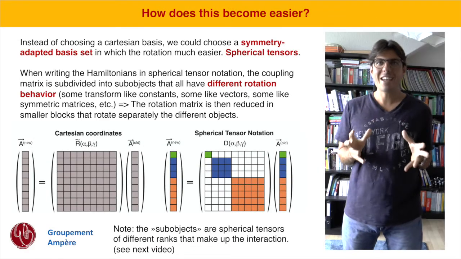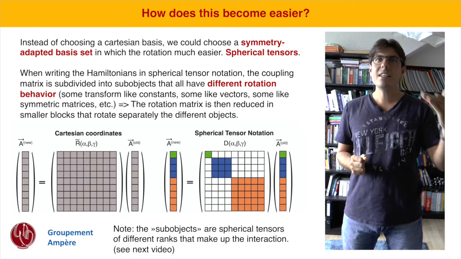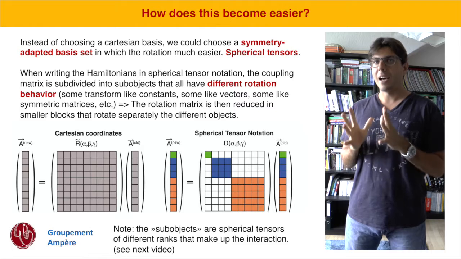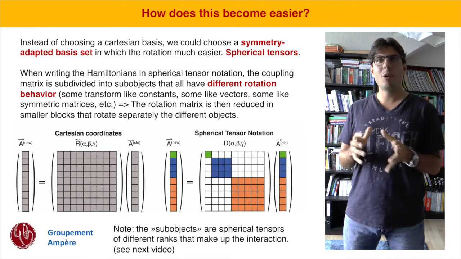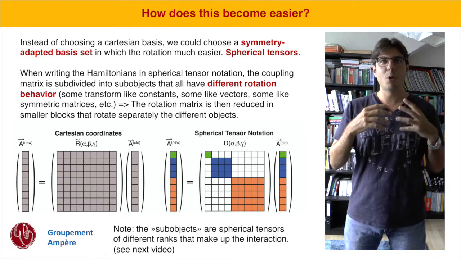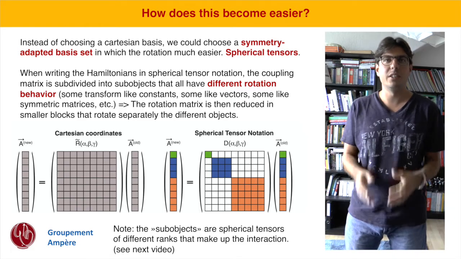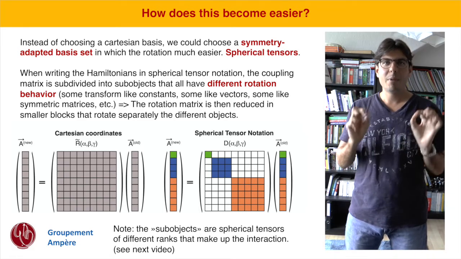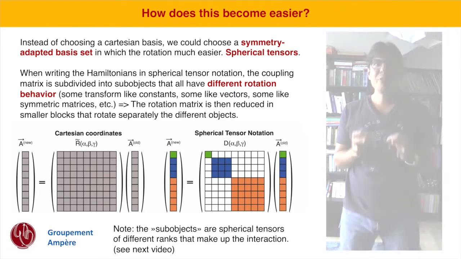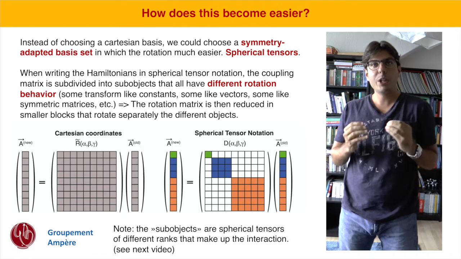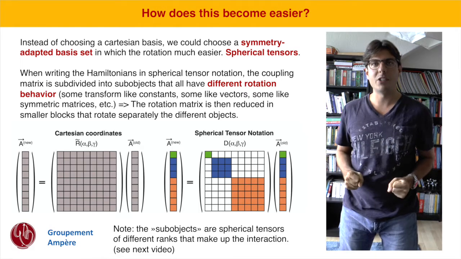Now comes the whole catch, because there is a simpler way of doing this, and we anticipated it quite a few times. The actual reason why the problem is so bad is that we are using Cartesian coordinates at the moment, and in Cartesian coordinates our rotation matrix is a full 9 by 9 matrix. But now think about it. If we find the right symmetry adapted basis set, we could actually make our rotations much easier.